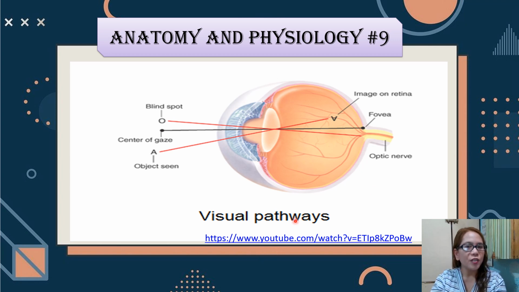Alright, to understand the visual pathways better, I have here the link where you can watch the visual pathways for more information.